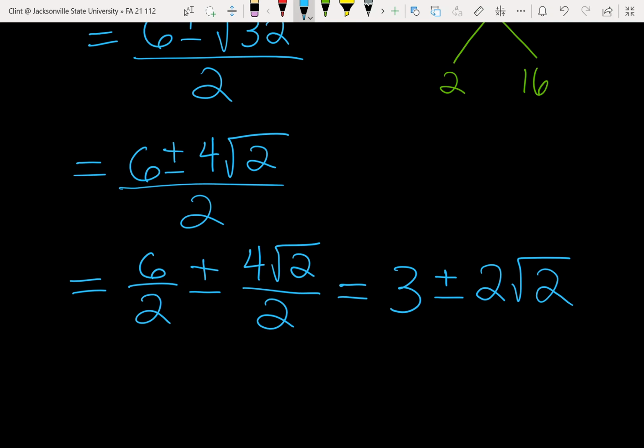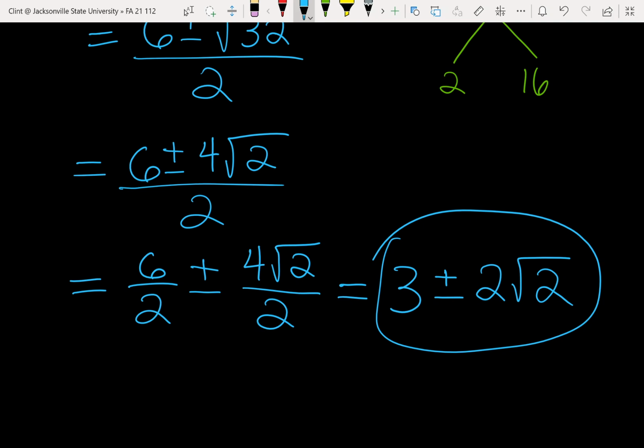Questions on any part of that one, on simplification or anything? That's the answer. We get 2 answers, right? We got 3 plus 2 square root of 2 and 3 minus 2 square root of 2. If you needed a decimal to do something with it, like maybe we're making a graph or something, then you could put it in the calculator and get a decimal estimate, but that's our exact answer there. Questions on that one? Nothing? Okay.